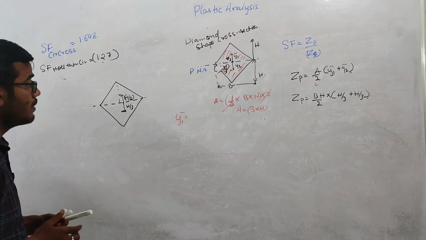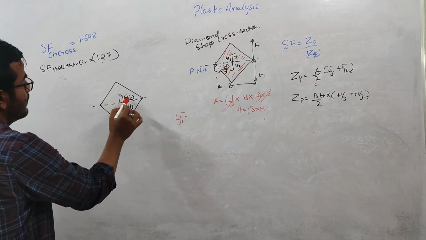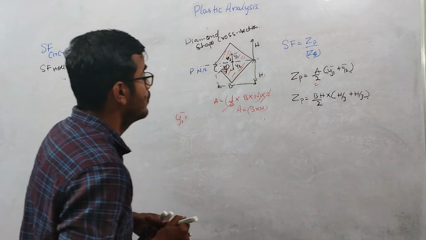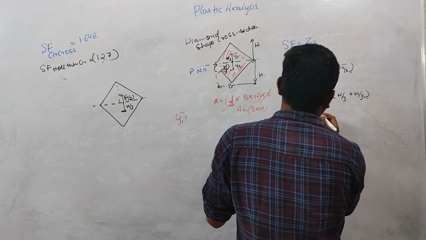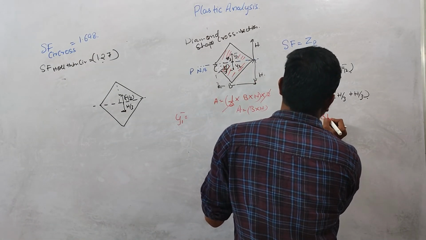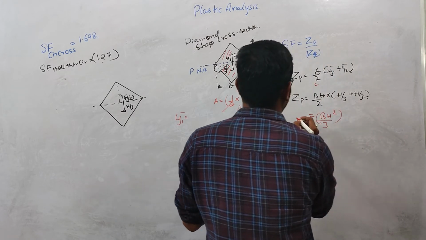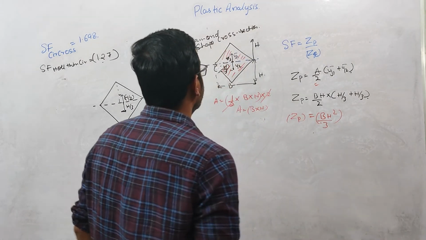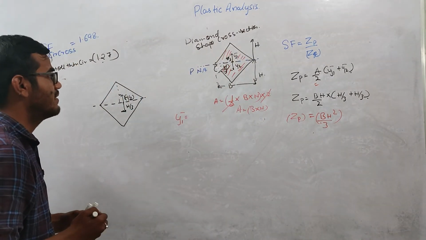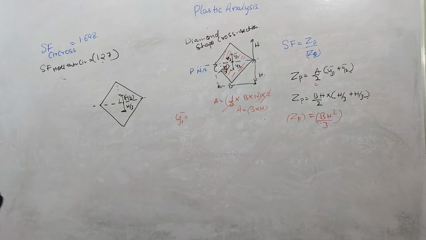Okay, we are calculating the centroid from this plastic neutral axis. So its value will be bh square over 3, right? So this is Zp. Now we need to calculate what is the elastic section modulus.